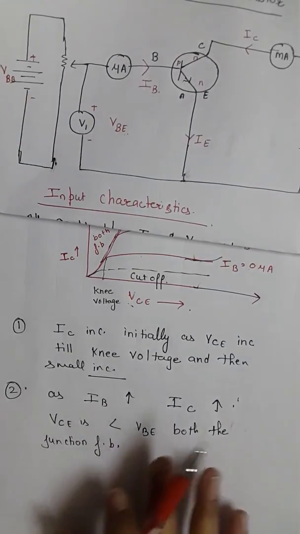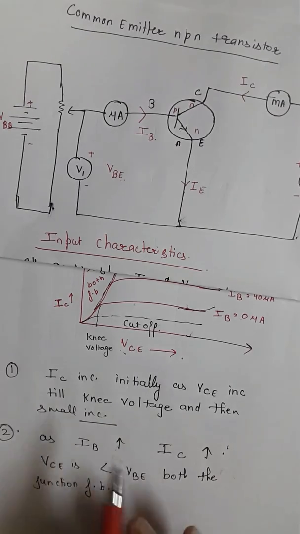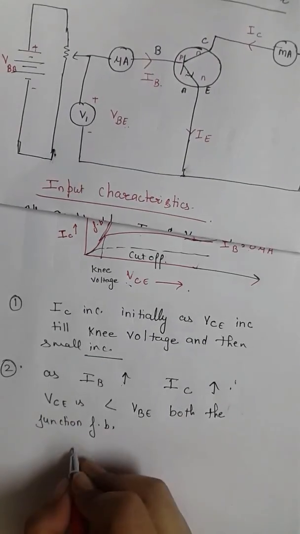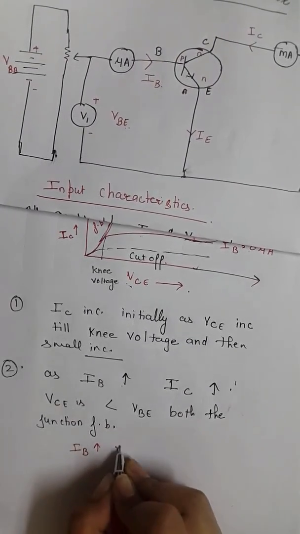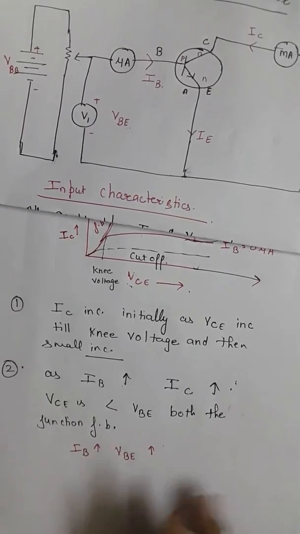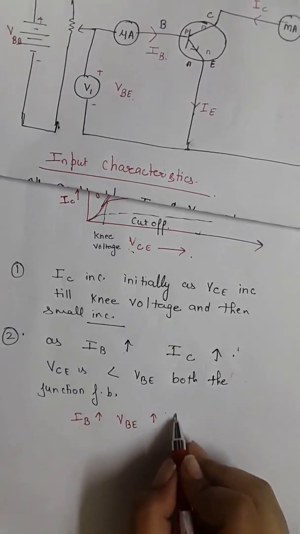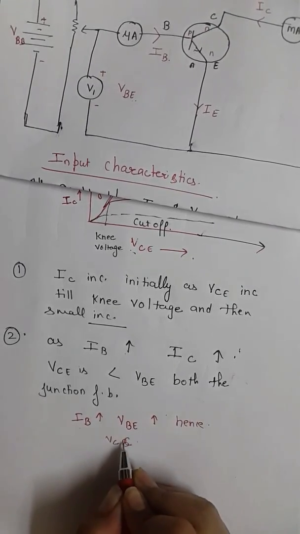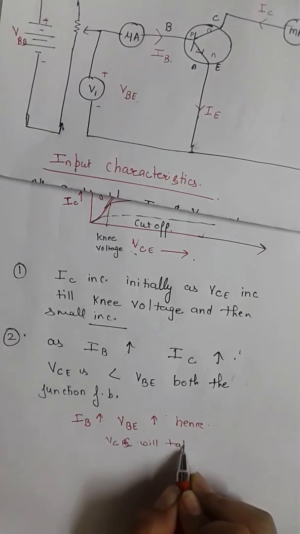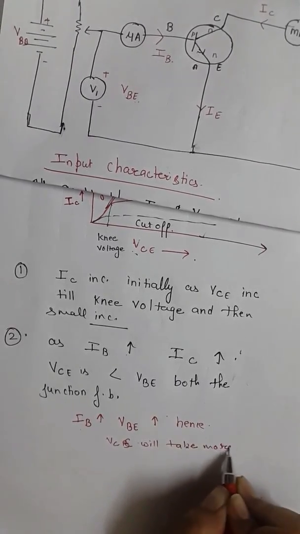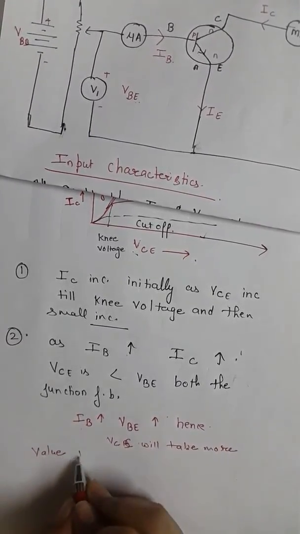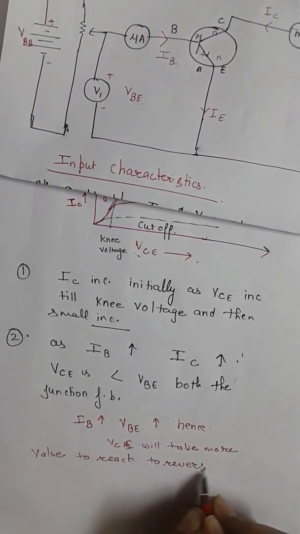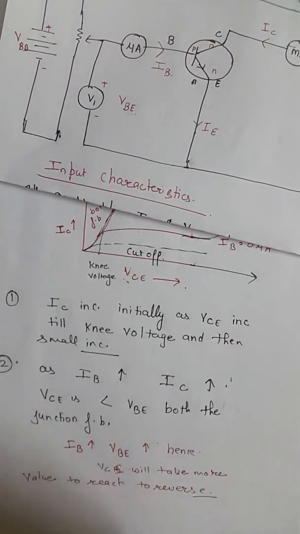Okay? Now as you see from here, if my IB increases, that means my VBE increases. IB increases, VBE also increases. So as IB increases, VBE increases, and hence VCE will take more value to reach the reverse bias condition, and hence IC would be more.